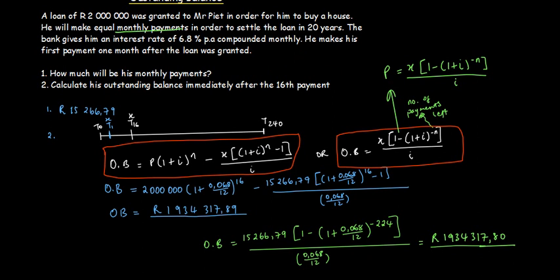Sir, do you only use the future value formula with the accumulating formula or the compound formula when doing this first method?